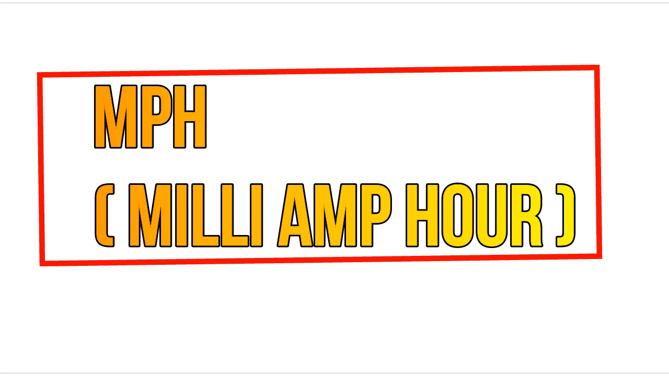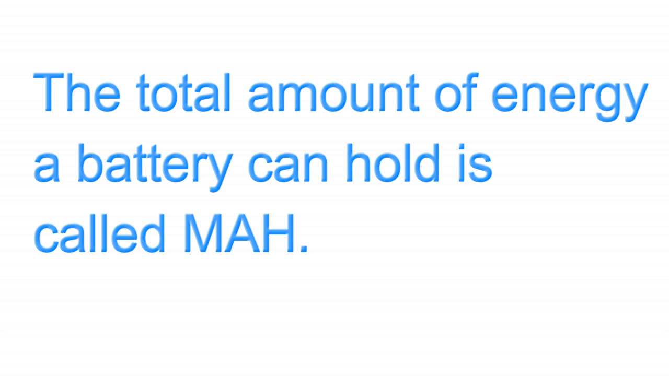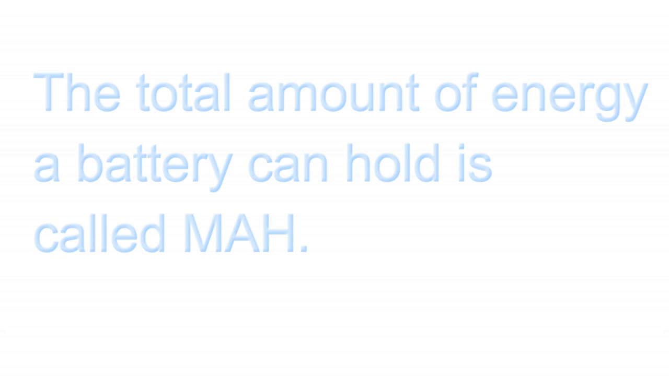mAh stands for milliampere or milliamp hour. It is a measure of a battery's energy storage capacity. If you think of a battery as a small fuel storage tank, which in a sense it is, mAh is a measure of how much fuel the battery holds. A milliampere hour is a unit for measuring electric power over time. mAh is commonly used to describe the total amount of energy a battery can store at one time.